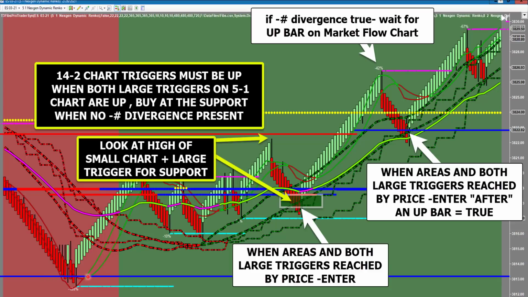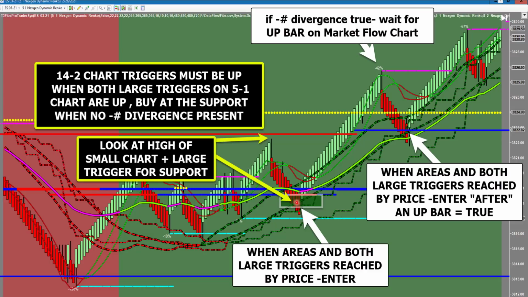First, notice that the bottom was made at Fibonacci support. The next important indicator pattern that you will notice is when both large triggers have turned up. They will both be green, and the small triggers on this chart will be located above both large triggers. The other factor that makes this a high probability trade is when the triggers are located above the support Fibonacci and mid-band you will use for entry. When you see this configuration, this tells us that the market is now trending.